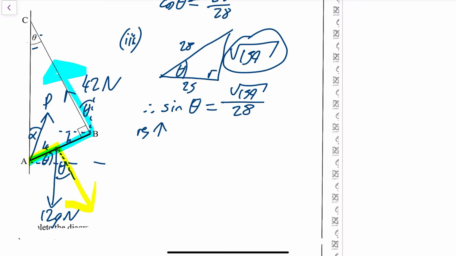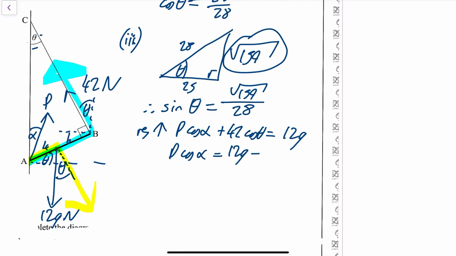So resolving vertically, I got P cos alpha, and then also going vertically, I've got 42 cos theta, and that equals 12g. So that means make the P cos alpha the subject. You'll see why in a wee minute. That's going to be 12g minus 42 cos theta.